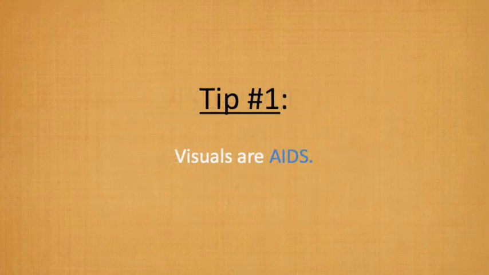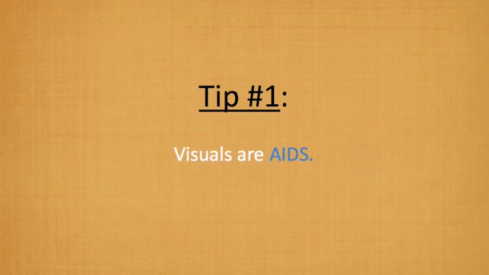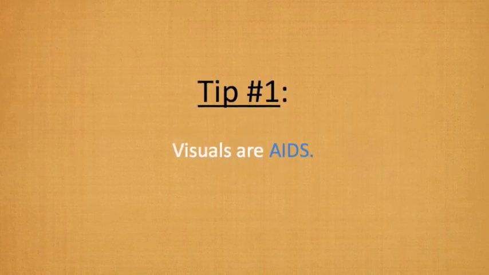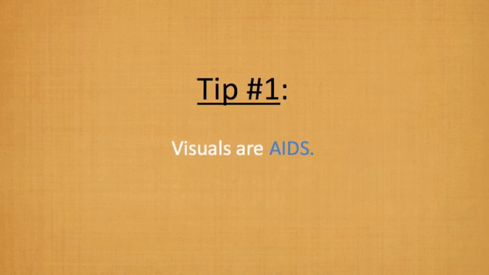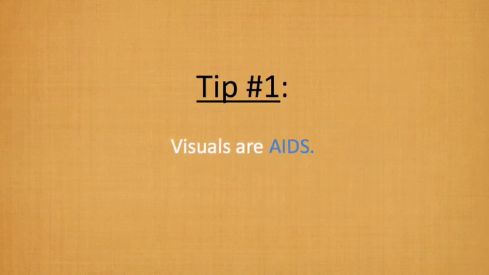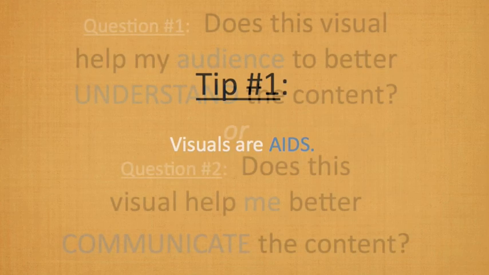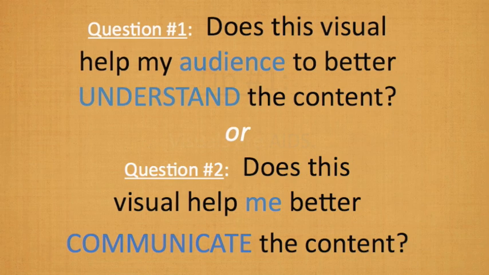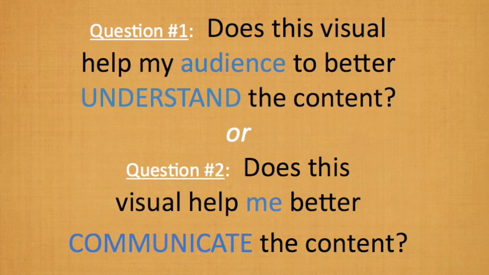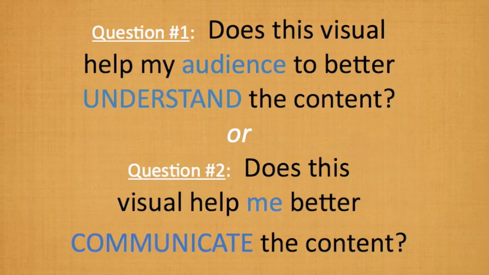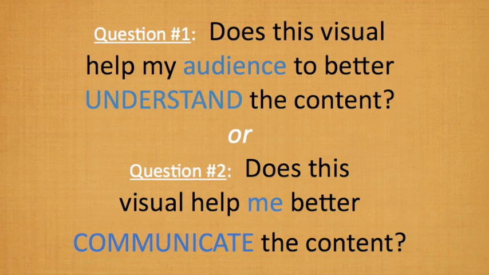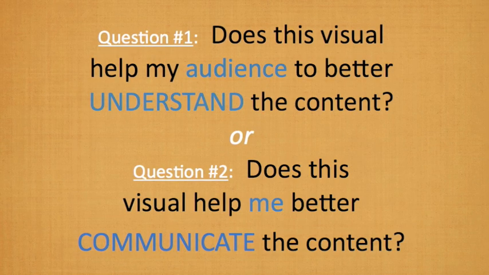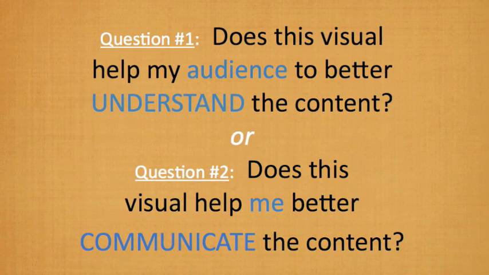So here are some tips and guidelines for creating and using your visual aid. Tip number 1. When using visual aids in a speech, always remember the aid part. They are only helpers. You should never rely on your visual aids to deliver the message to the audience. You are the message. The visual aid just helps you. If you answer no to one or both of the following questions, your visual aid is probably not appropriate for the speech. Question number 1. Does the visual help my audience to better understand the content? Or question number 2, does this visual help me better communicate the content?